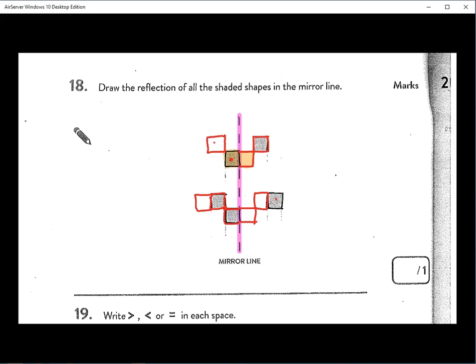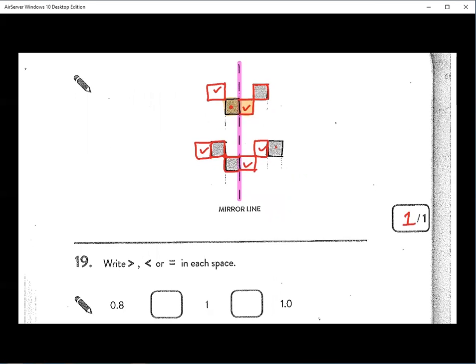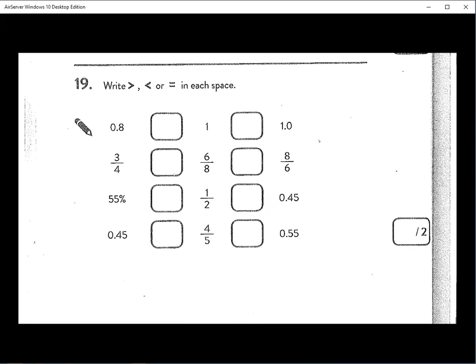So you need to draw this one, this one, this one, this one, and this one to get one mark. If you get any of them in the wrong order or in the wrong place, then you lose the full mark, you get nothing. Okay, question number 19, we're nearly coming to an end here.